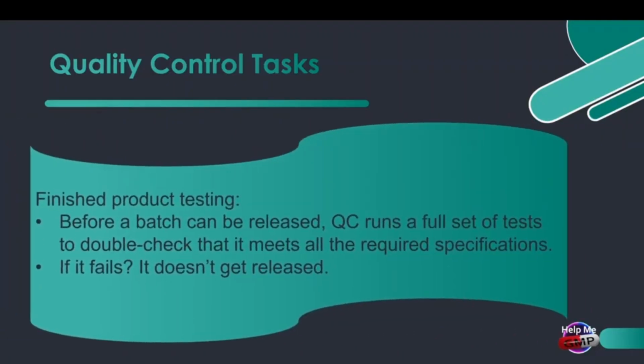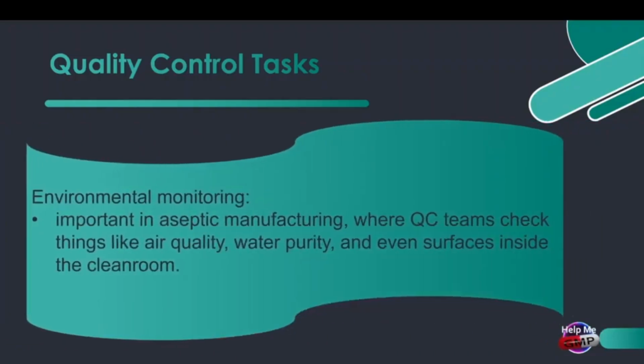Next, we've got finished product testing. And this is the big one. Before a batch can be released, quality control runs a full set of tests to double check that it meets all the required specifications. If it fails, it doesn't get released. Simple as that. And finally, there's environmental monitoring. This is especially important in aseptic manufacturing, where quality control teams check things like air quality, water purity, and even surfaces inside the cleanroom. Because when it comes to sterile products, even the tiniest contamination is a big deal.